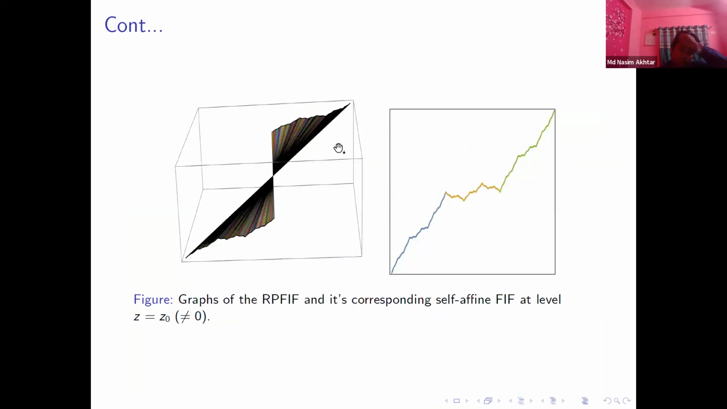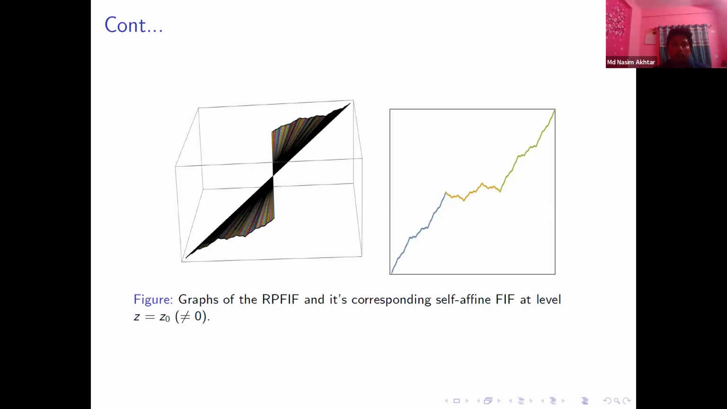And one highlighted thing is that this is a real projective fractal interpolation function, the left graph. If you cut that graph at any plane z equals z naught, what you get looks like a fractal interpolation function on R2. So one may think that a real projective fractal interpolation function is a pool of fractal interpolation functions in R2. One can think of it something like that.